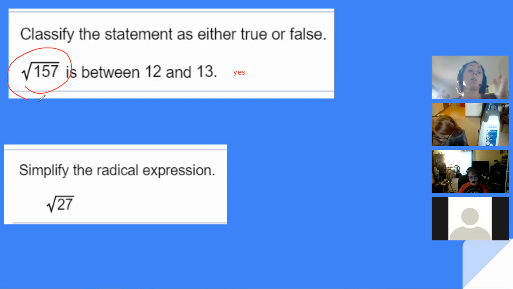You could either find it and then list the two numbers it'd be around, or think of those perfect squares. Which one of our perfect squares would be around 157? So, 9 squared was 81, 10 squared was 100, 11 squared was 121, 12 squared is 144, 13 squared was 169. What do you guys think?